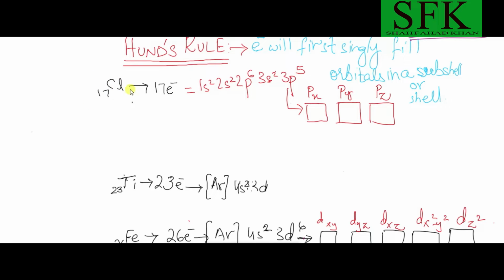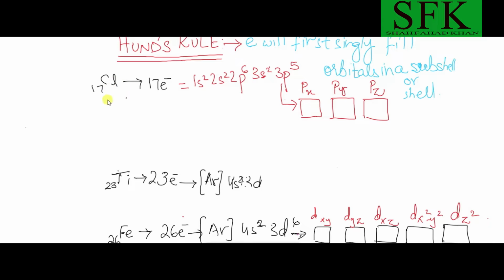For example, the chlorine atom. Chlorine 17 has 17 electrons, so its electronic configuration is going to be 1s2, 2s2, 2p6, 3s2, 3p5. I've explained how to write this electronic configuration in the previous video. Please refer to that before proceeding. Now, Hund's rule is going to tell us how to write the electronic configuration of the electrons within the subshells, in the orbitals of that subshell.